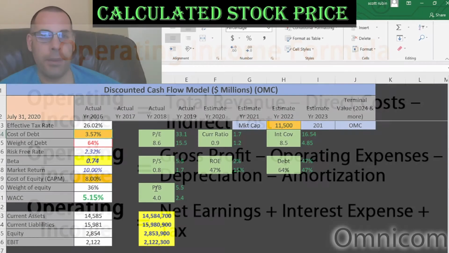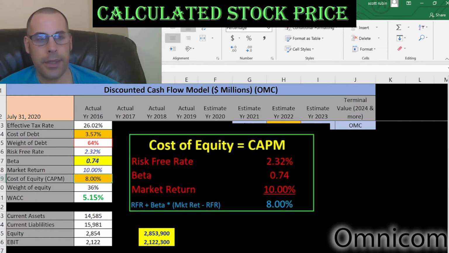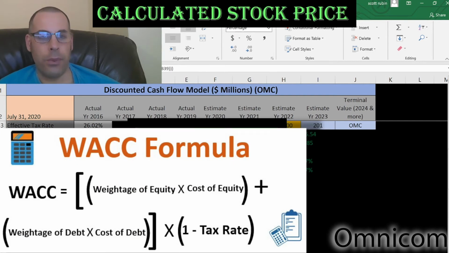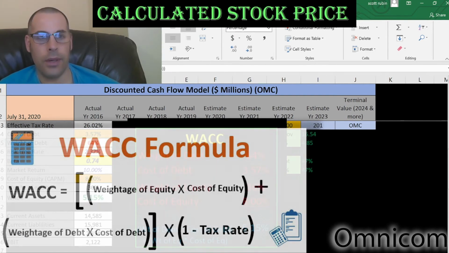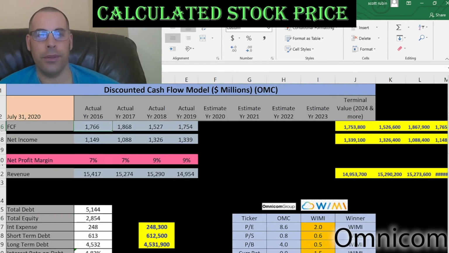Let's look at the capital structure. The cost of debt is 3.6%, and they have 64% debt. The cost of equity is 8% and they have 36% equity. The WACC is 5.15%, which is a blend of the cost of debt and cost of equity. And that's the discount rate we're going to apply to the future cash flows.